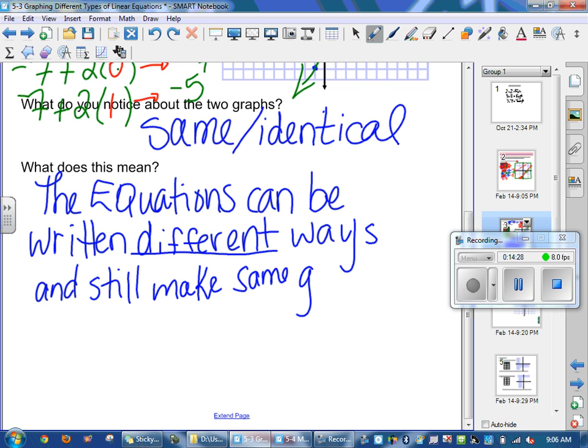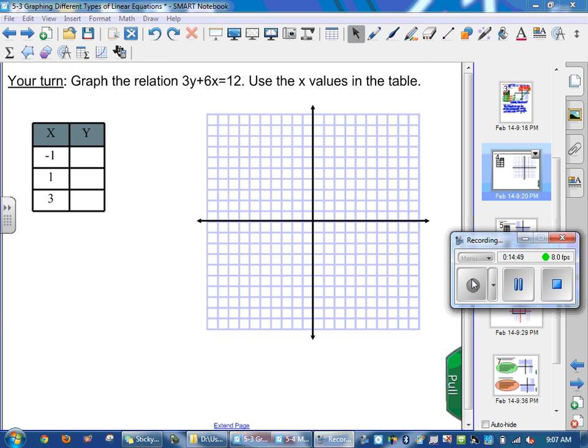I'm going to show you a shorter trick on how to graph equations. Okay? And this way, if we have a table of values or not, as long as we have the equation, it's going to be helpful. Now it's saying, take a try on this one and use the x values in the table to solve what y is going to be.